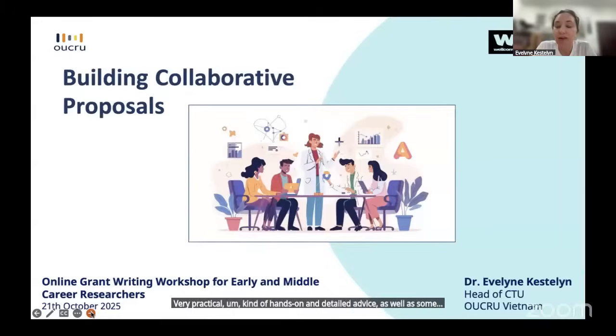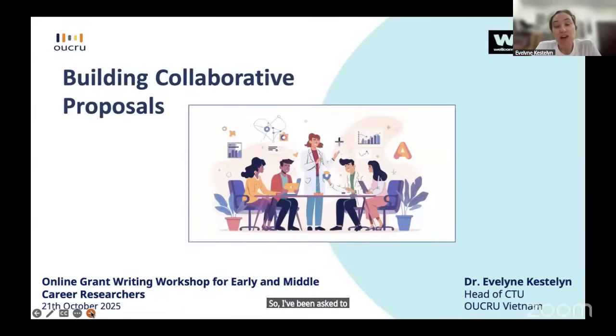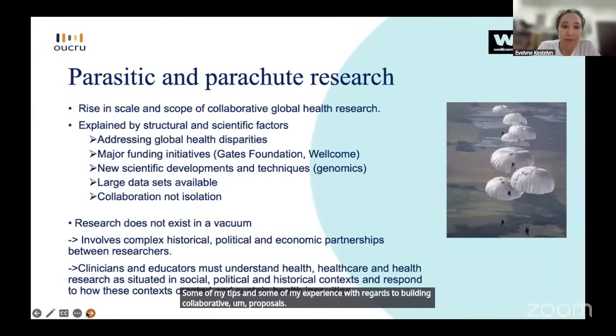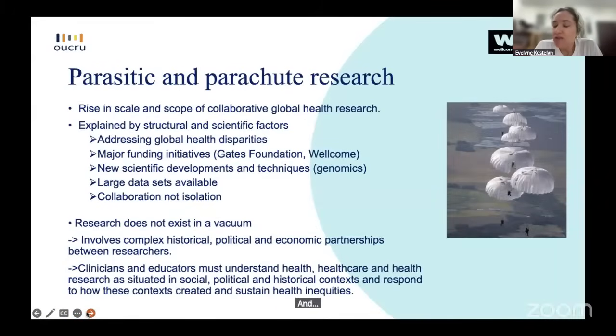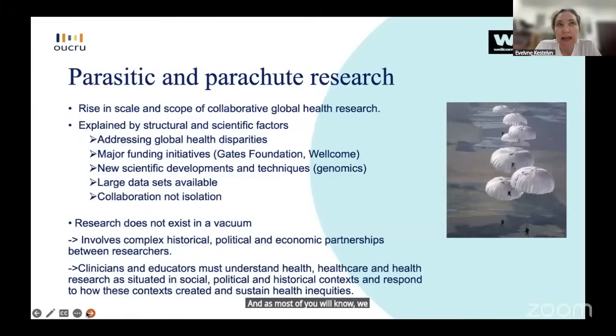some bigger picture issues. So I've been asked to share with you some of my tips and some of my experience with regards to building collaborative proposals. And I'm going to start off maybe a bit more high level than the previous presenters, but I think that framing and context is always incredibly important. And as most of you will know, we've seen a rise in scale and scope of collaborative global health research.